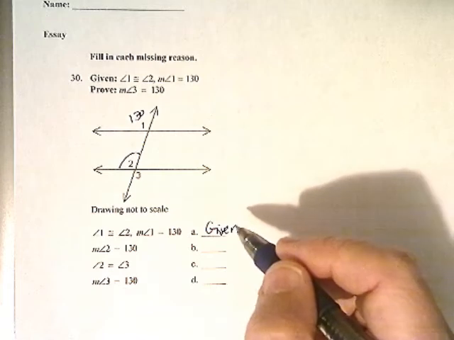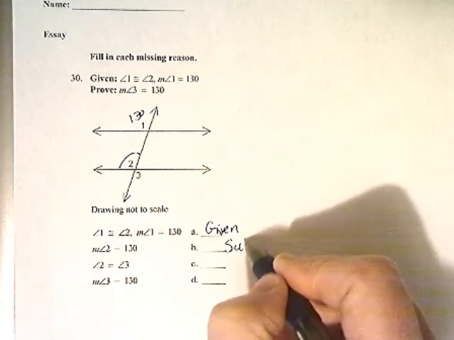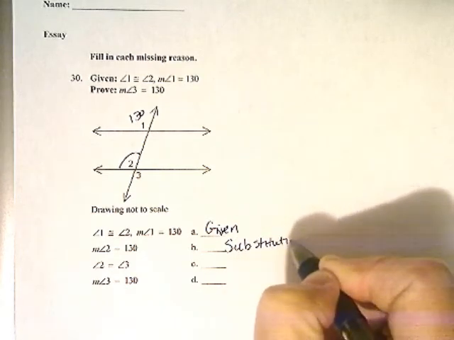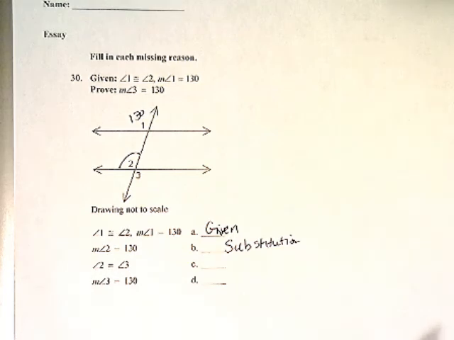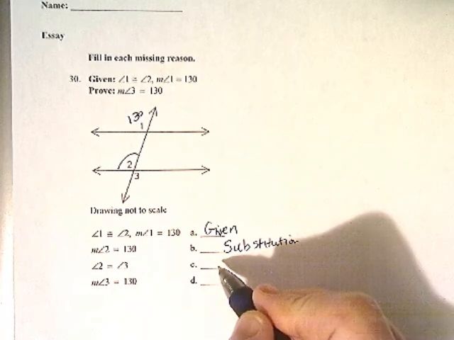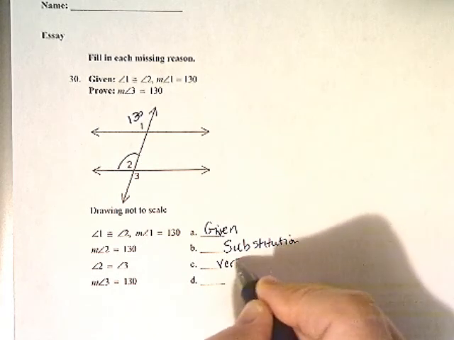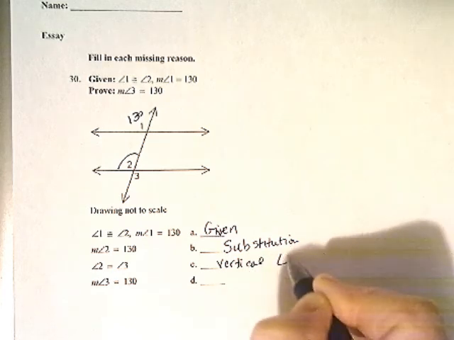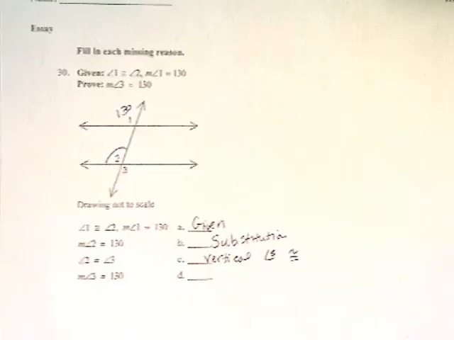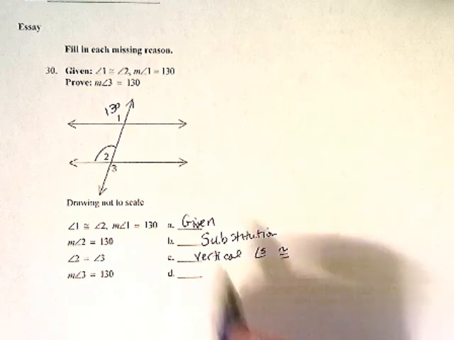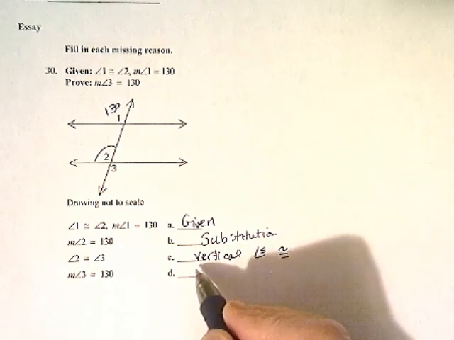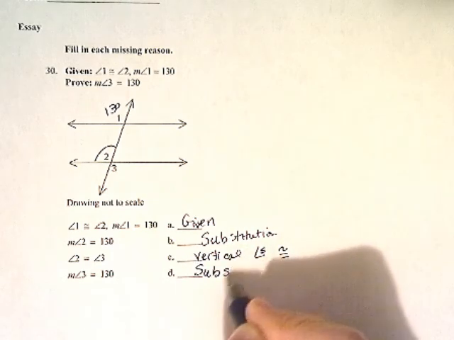Well, what do we use there? Substitution. If you use transitive property, I would probably say that's okay because 1 and 2 are the same and then they're equal to 130, but substitution's the best one. Angle 2 is congruent to angle 3. Why? Because they are vertical. Vertical angles are congruent. That's the vertical angles theorem. Therefore, measure of angle 3 is 130. We've used substitution again.